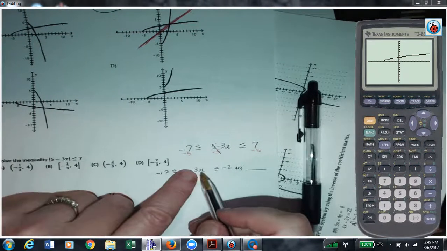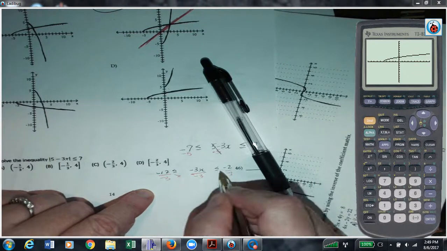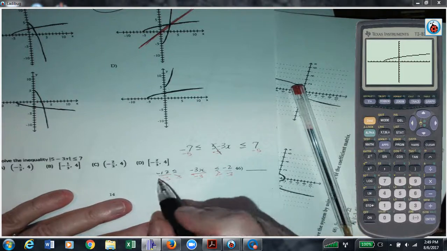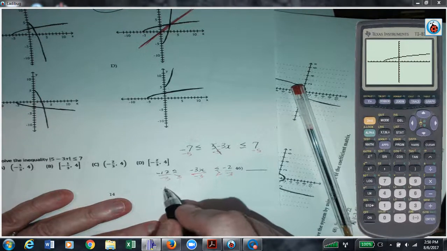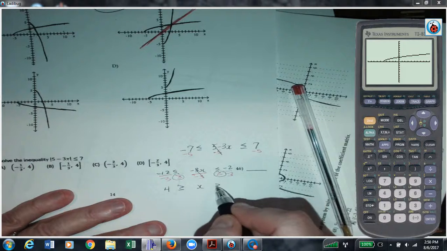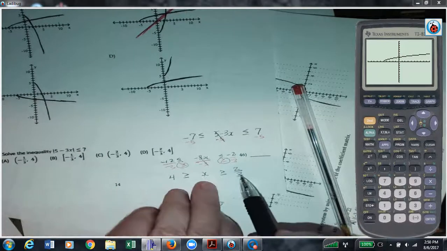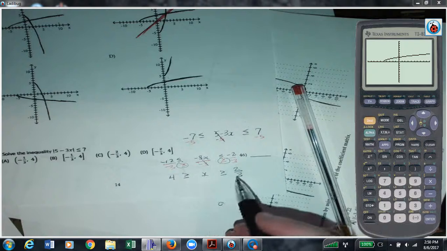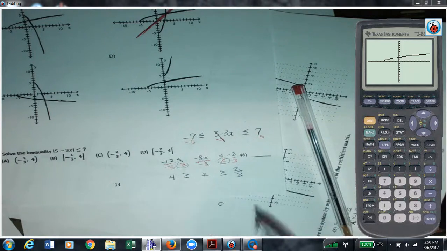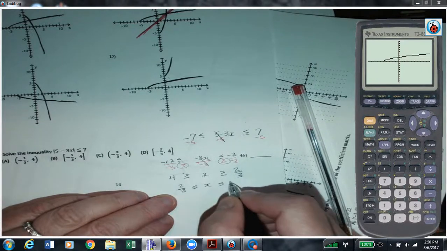Now, to get x by itself, I need to divide everything by negative 3. But when I do that, it will change the arrow. When you divide or multiply by something negative, it changes the direction of the arrow. So I've got negative 12 divided by negative 3 is positive 4. And now it's going to be greater than or equal to x, which is going to be greater than or equal to negative 2 divided by negative 3, which is positive 2/3. So x is between 2/3 and 4. Now remember, if you're doing this in interval form, you have to do smallest to largest. So if I want to flip this, then it just is going to flip the signs.